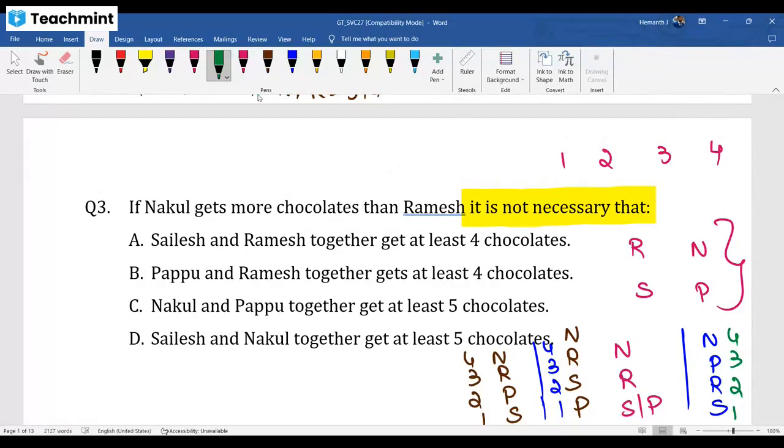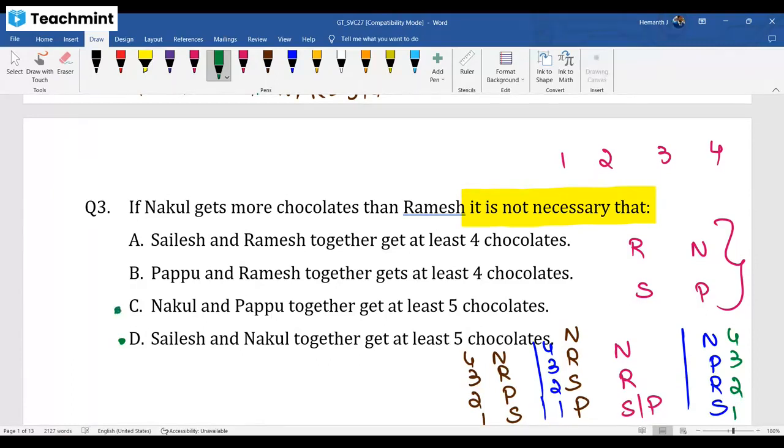Now look into this. Sailesh and Nakul together minimum 5. Yes, I want not necessary. This is okay, no problem. Wherever you add Sailesh and Nakul, minimum 5. 6 also possible. Okay, 5 also there, no problem. Nakul and Pappu at least 5. Nakul and Pappu 5. Here 6. Yeah, that is also no problem.